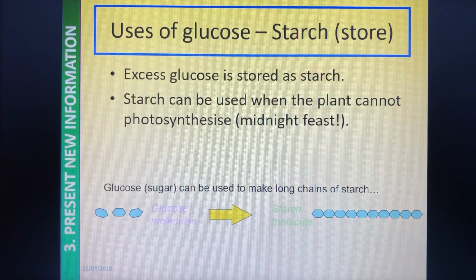Now humans do this too. We don't store it as starch though, we store it as a substance called glycogen, and we'll talk about that one later in year 10. So let's get some notes from this page then, please. And if you need extra time, then pause now.